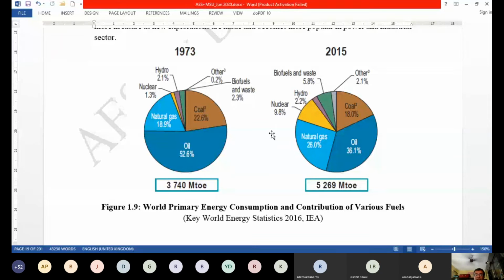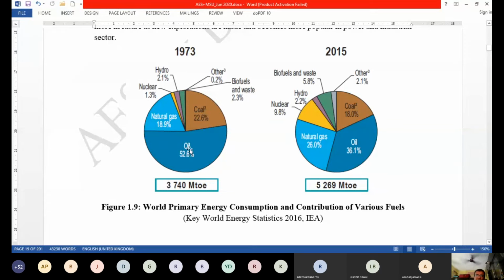And this pie chart is showing the percentage contribution. So when the oil percentage is lower, it doesn't mean that oil usage has decreased, right? Percentage wise, it has decreased. So what you have to do is multiply this percentage by this number, and that will give you the absolute consumption of oil. Similarly, this 52.6 multiplied by 3740 would give the absolute consumption of oil. And you can do it for any one of these. So oil is still important, but compared to others, its contribution has decreased.